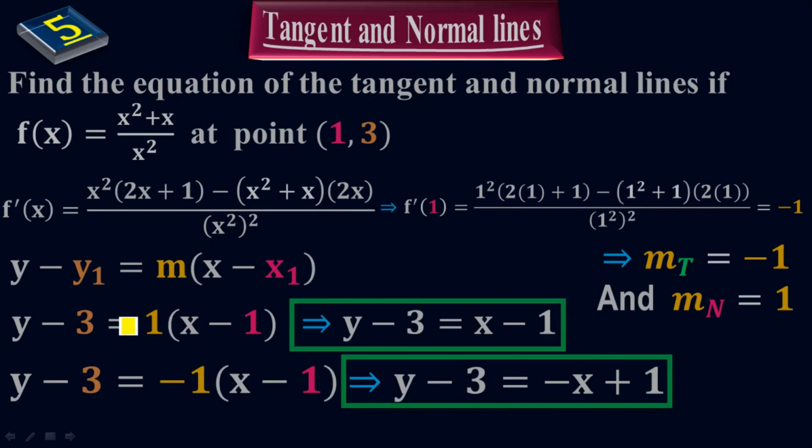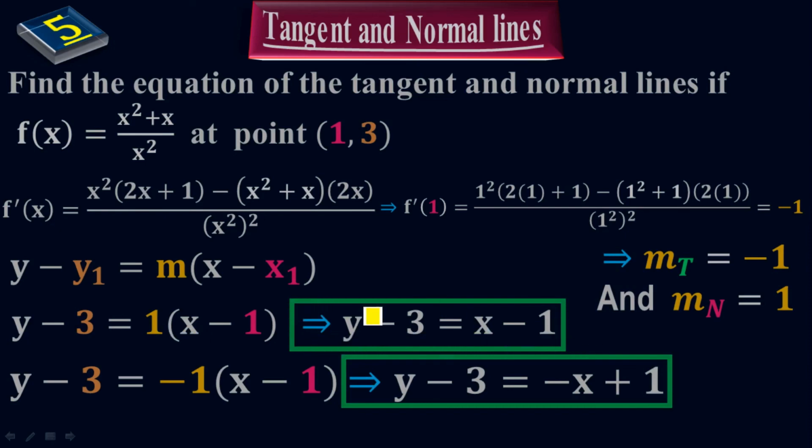Plug in the respective values for the normal line. y sub 1 is 3 here, x sub 1 is 1, and m is positive 1, which is the slope of the normal line. 1 times x will be x, and 1 times negative 1 will be negative 1. There I got the equation of the normal line.